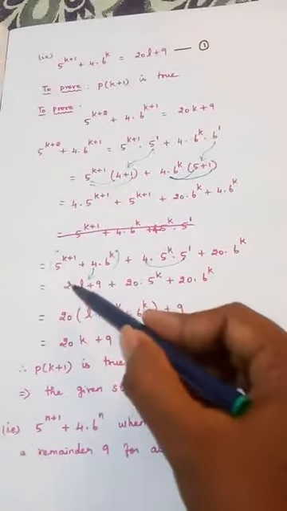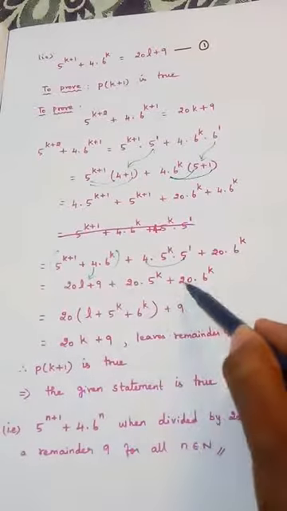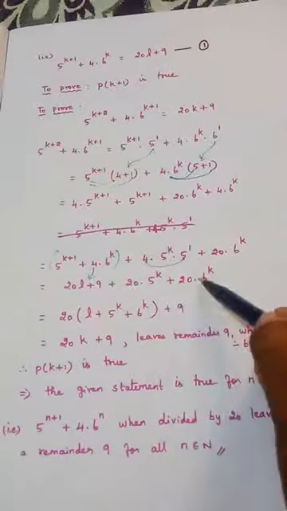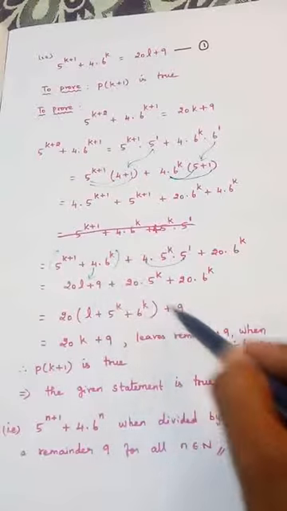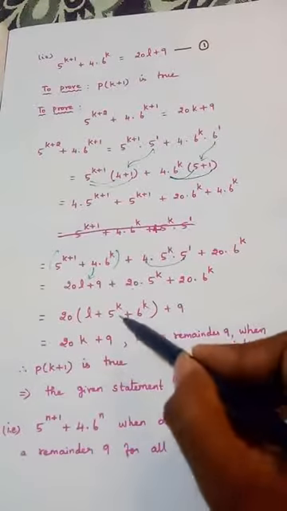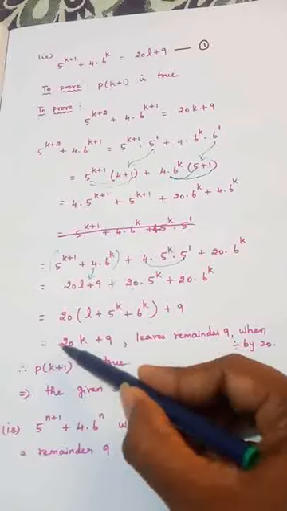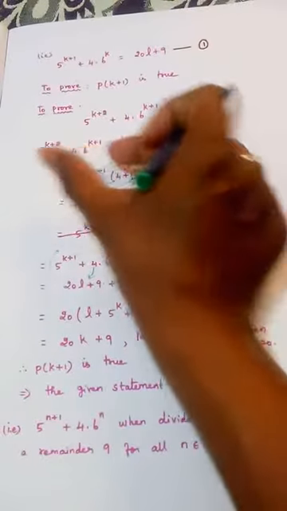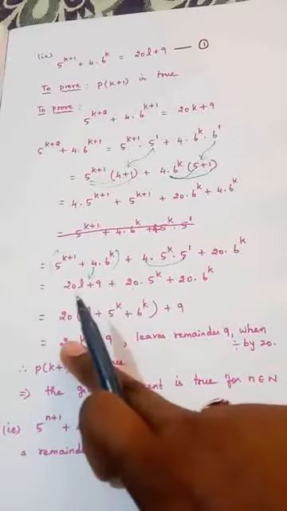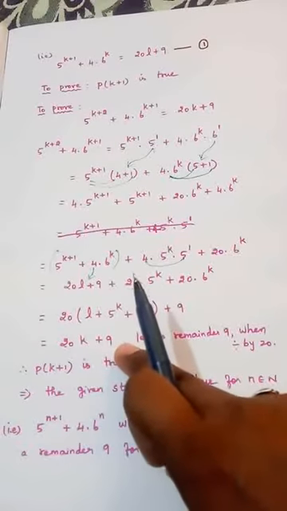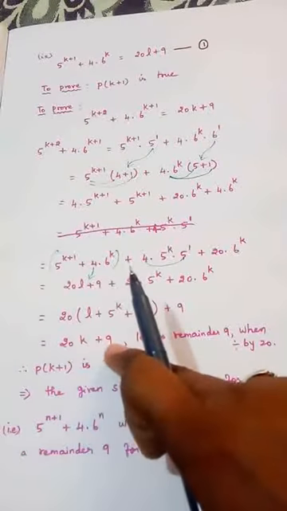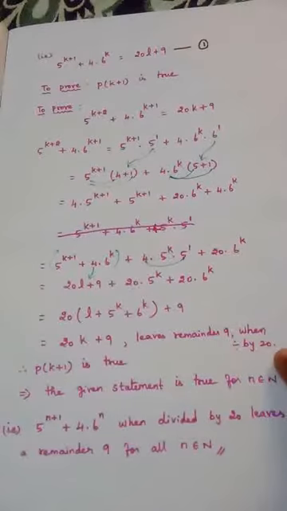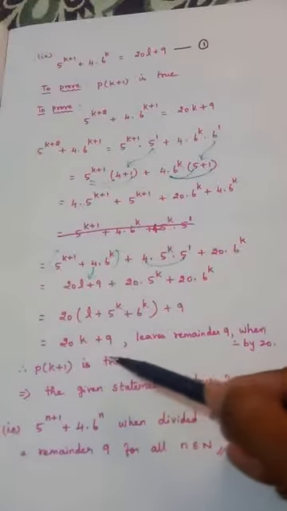Now see this. From these terms, take 20 as common. So 20 into L plus 5 power k plus 6 power k, and this plus 9 comes at the last. So what is the meaning? Assume that this whole bracket is some number. So 20 into something plus 9. So we started with P of k plus 1 and that is equal to 20 into something plus 9. What is the meaning? When it is divided by 20, it leaves a remainder 9. So P of k plus 1 is true.